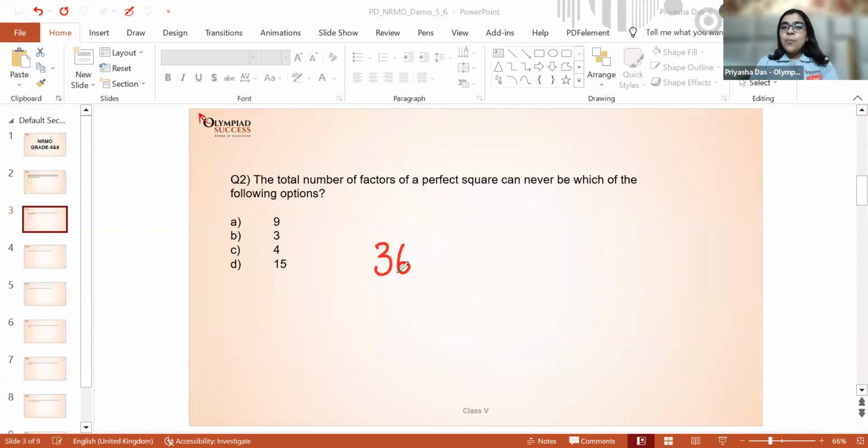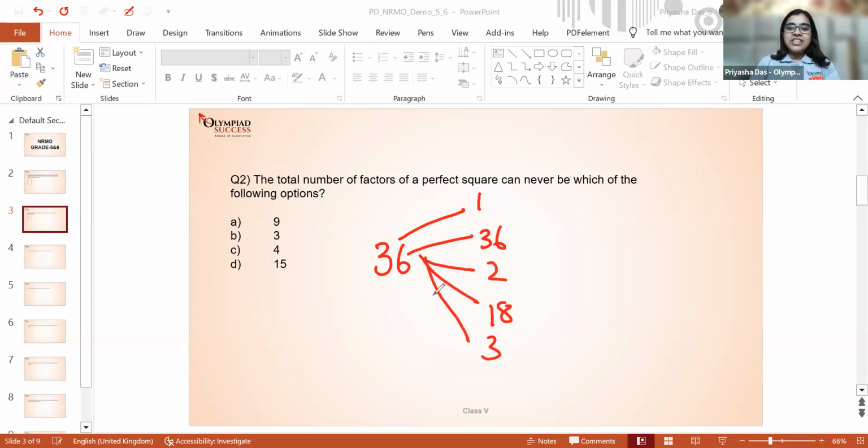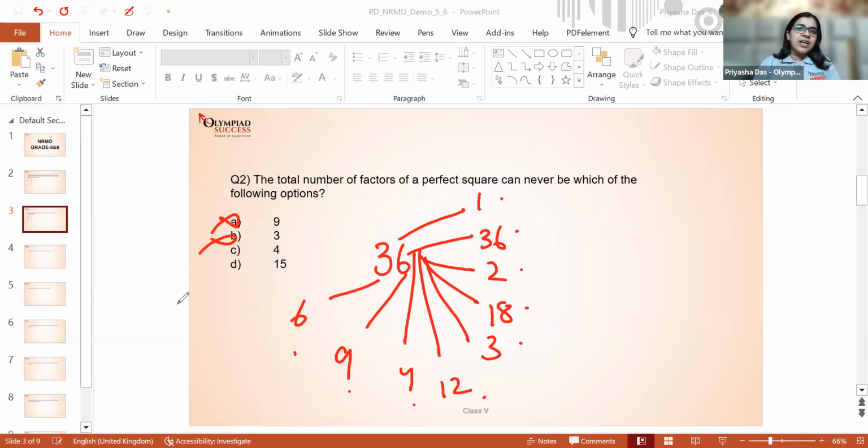36. How many factors do we have? 1, 36, 2, 18, 3, 12, 4, 9, 6, and 6. 1, 2, 3, 4, 5, 6, 7, 8. We are 100% sure A and B is not our answer. I'm doing the long method. I'm just wasting time here because the real method is not this at all. And I have not got the correct answer so far from anyone in the chat, let me tell you.